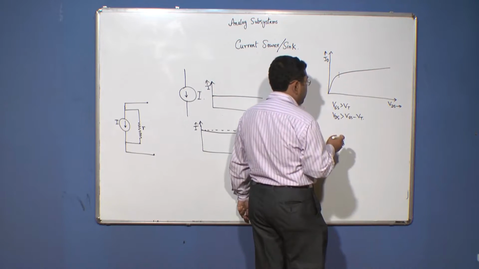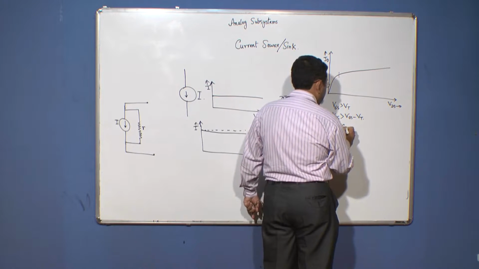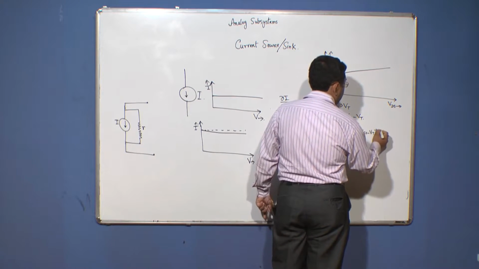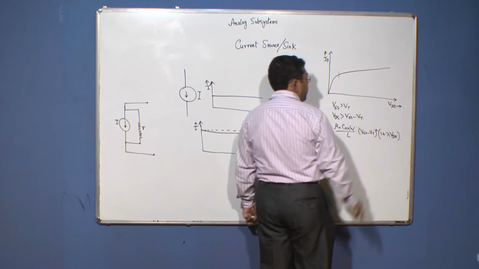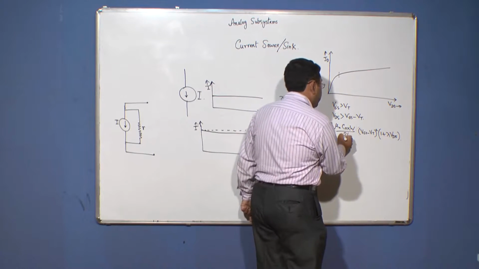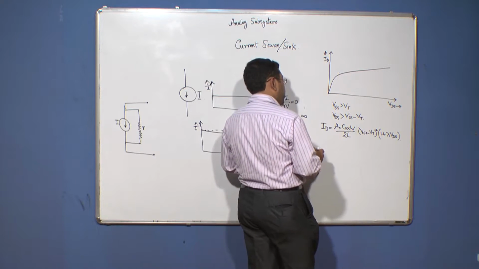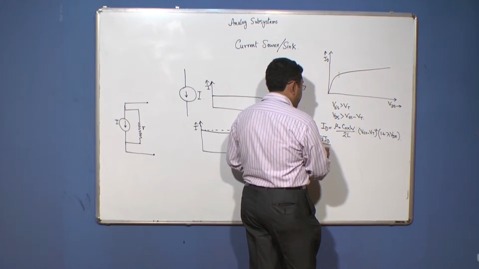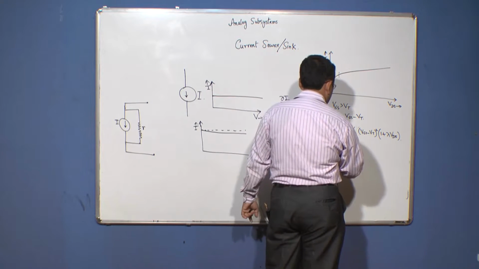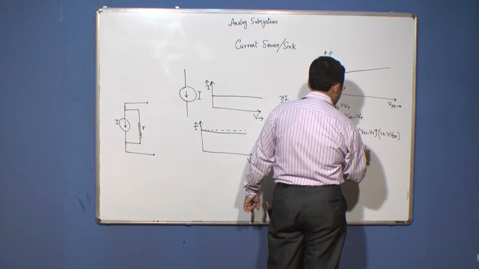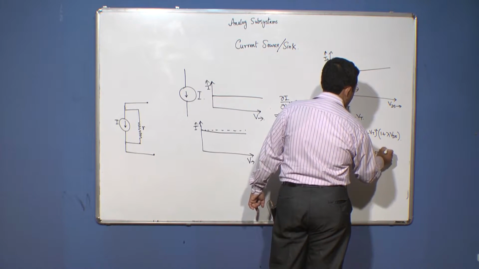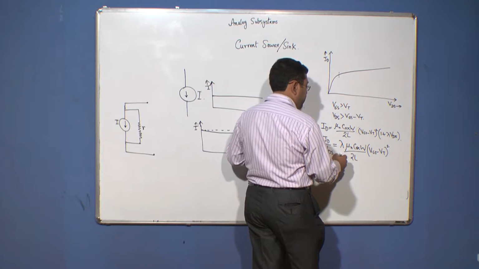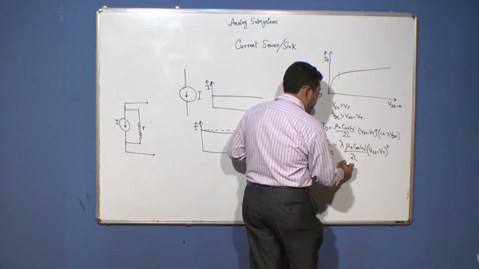So, under such circumstances, you can write ID equal to mu n CoX W by L into (VGS minus VT) whole square into (1 plus lambda VDS), where lambda is the channel length modulation index, this is 2L. So, we can find that del ID by del VDS equals lambda mu n CoX W by 2L into (VGS minus VT) whole square, which is approximately equal to lambda ID.